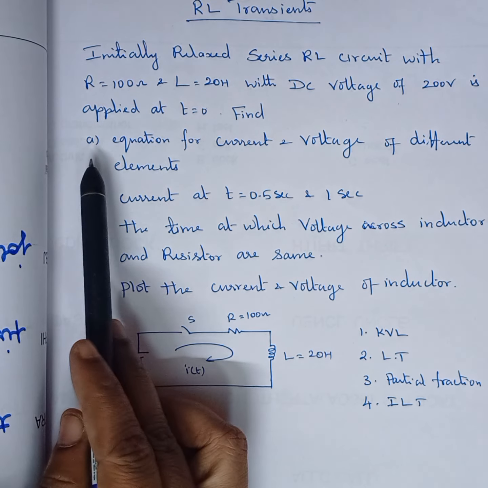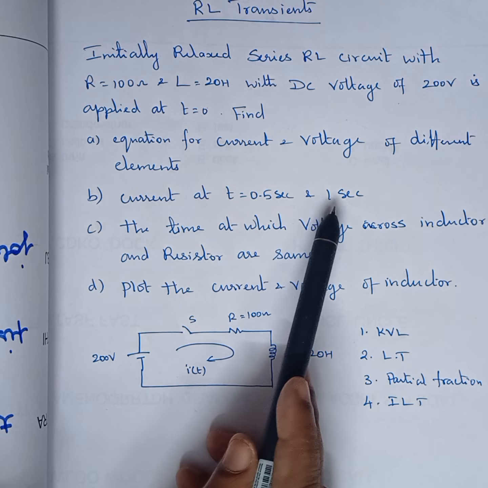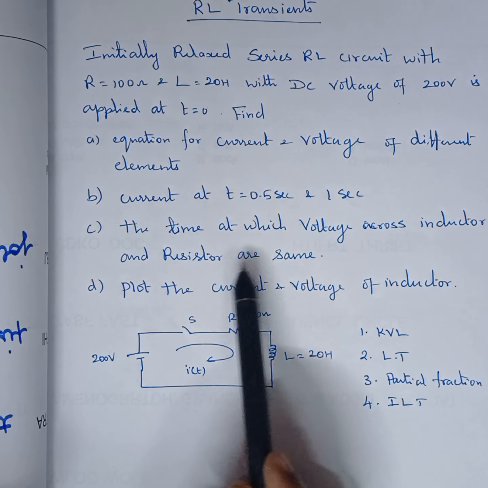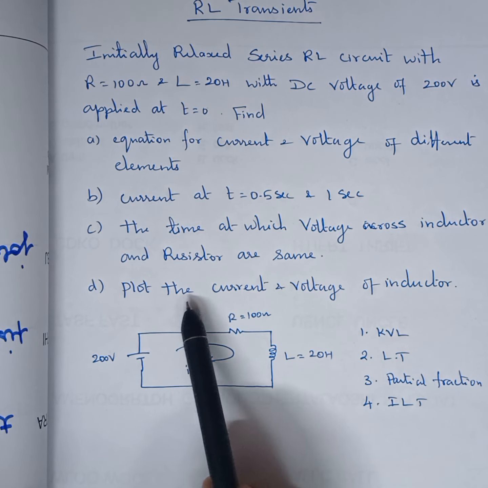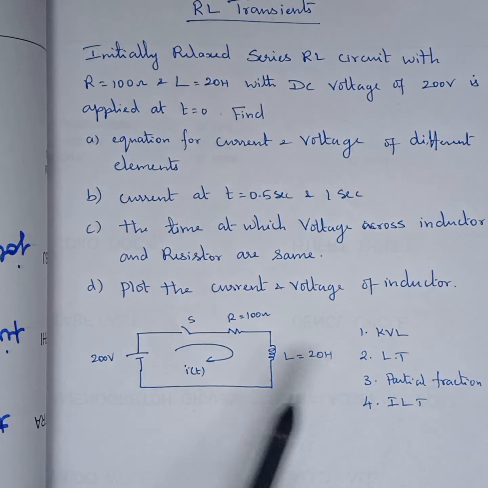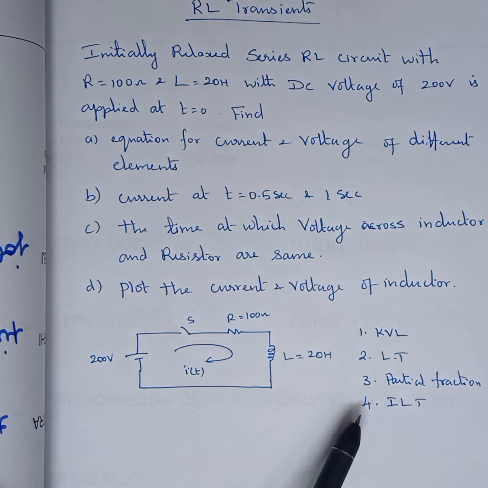This is A. In B we have to find the current at 0.5 second and 1 second. C, the time at which the voltage across the inductor and resistor are the same. D, we are going to plot the current and voltage of the inductor. So I have first drawn the circuit for the given statement. Then these are the steps I am going to follow.